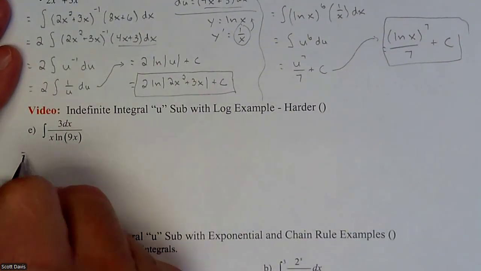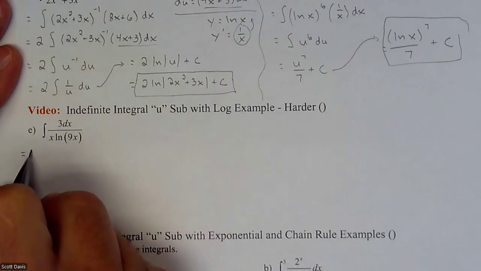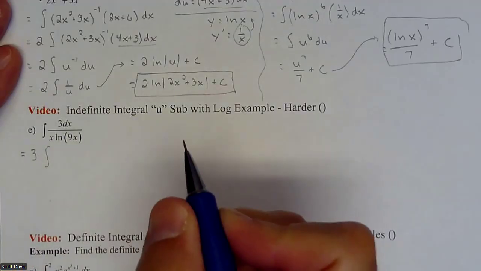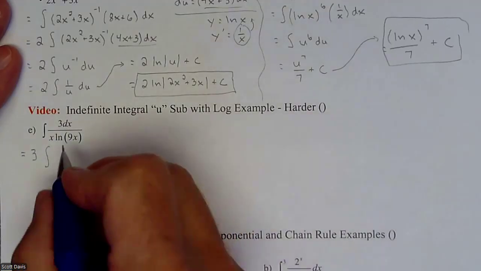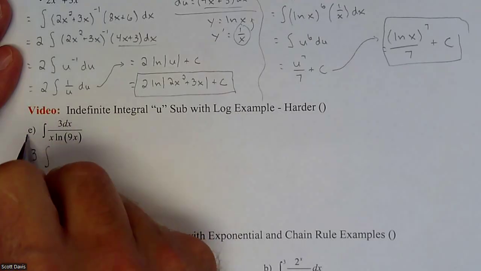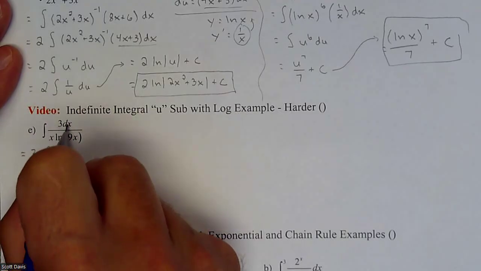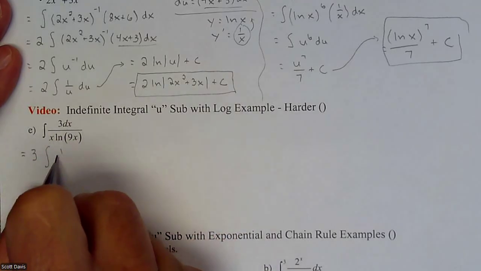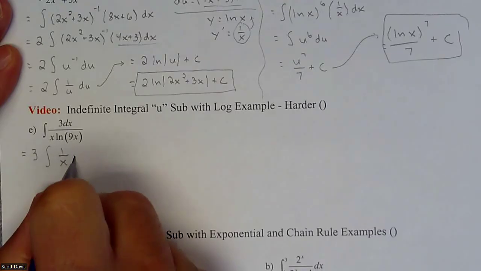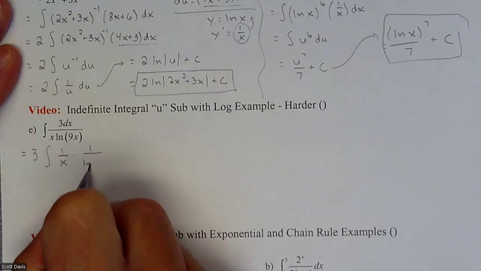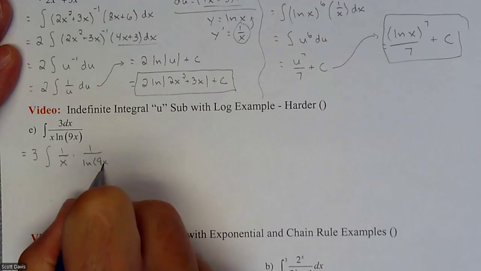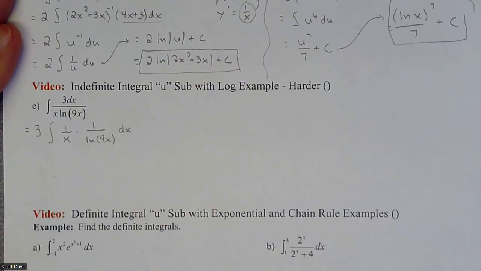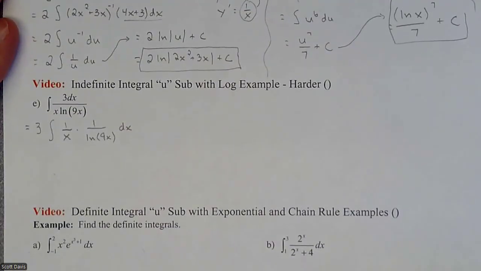But first, I'm going to rewrite some pieces. If I have a number, I can pull that number off. I can break this fraction into multiple pieces. As soon as I bring the 3 off, that becomes a 1 on the top. And then the dx I'm going to bring off to the side as well. So I'm looking at a 1 over x times a 1 over the natural log of 9x dx. Okay, it's going to be a little bit easier for me to recognize my pieces once I break some stuff up.